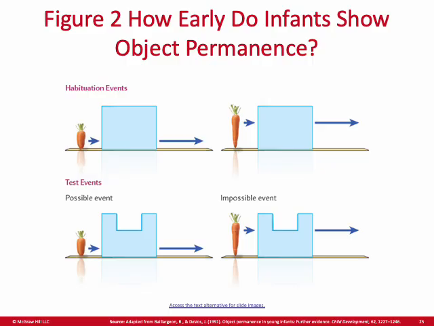The short carrot did not appear in the notch when passing behind the screen. The tall carrot, which should have appeared in the notch, also did not. The babies looked longer at the tall than the short carrot event, suggesting they were surprised that the tall carrot did not appear in the notch. So it speaks to prediction, in the fact that they were expecting something to happen.